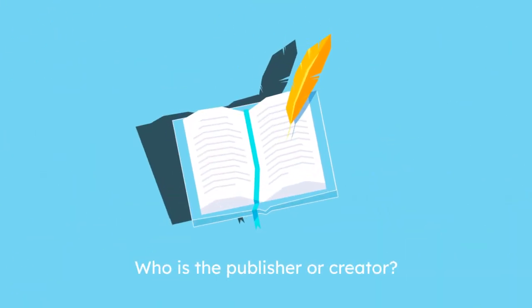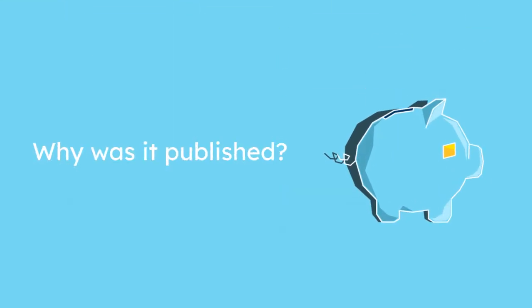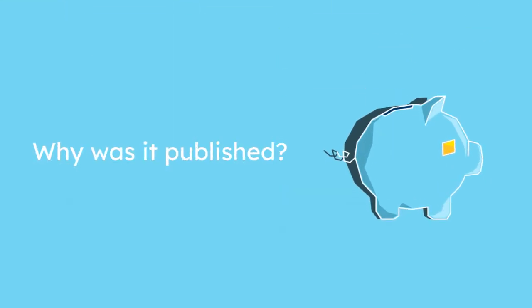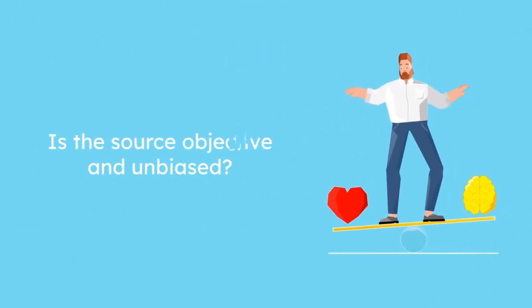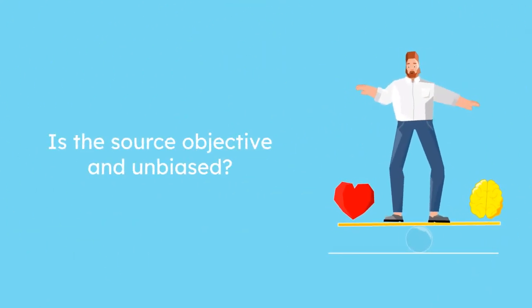The B stands for biases. Ask yourself, who is the publisher or creator? If it's a book or journal article, what company published it? If it's a website, who pays to put it out there on the web? Why did they publish it? Who's getting paid by publishing this source? Does the source seem objective and unbiased, or is it driven by a particular agenda or point of view?